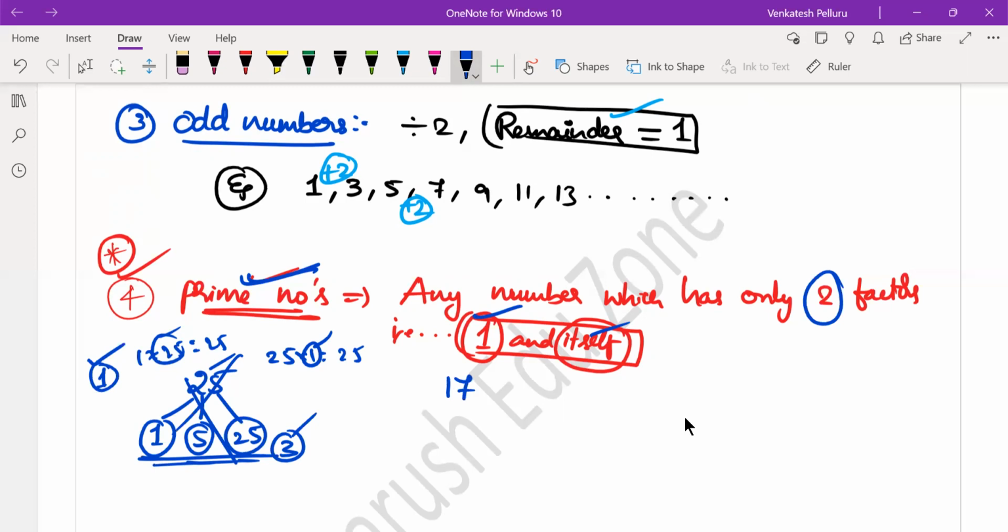Suppose if I consider 17, write down the factors of 17. 17 is divisible by 1, of course. Can 2 divide 17 exactly? I am talking about exactly divisible, not with remainders. Can 3 divide 17? No. No other number can divide 17 apart from 1 and 17. So there are only 2 factors. So 17 is a prime number. These sort of numbers which have only 2 factors are known as prime numbers.